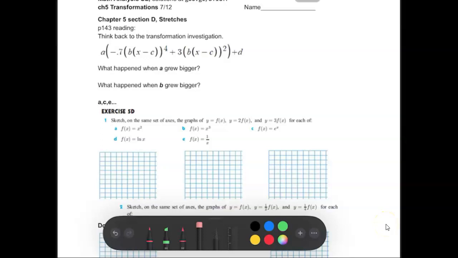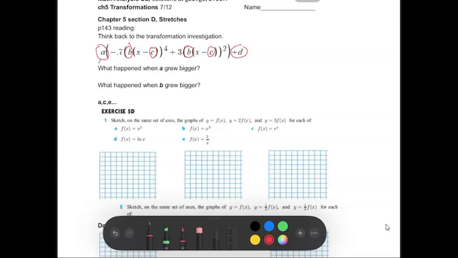Here's the video for page 7 of transformations. First of all, we're going to go back and look at the investigation function. Remember, the investigation function has the a value, the b value appears in 2 places, the c value appears in 2 places, and the d value. Okay, and we talked about what each one of these does.